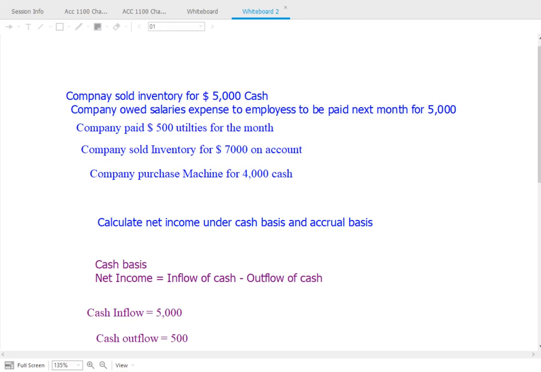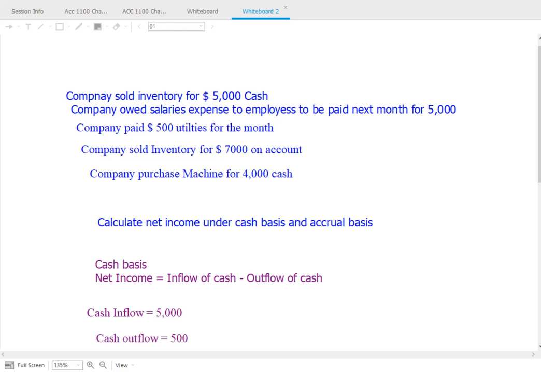4. Company sold inventory for 7,000 on account. If this transaction has an effect on cash, write in the chat box, please. Yes or no? No. Very good. Why? It is on account. That means I will not receive anything now. So this transaction should be ignored in the cash basis.